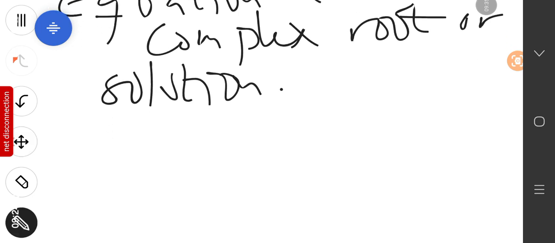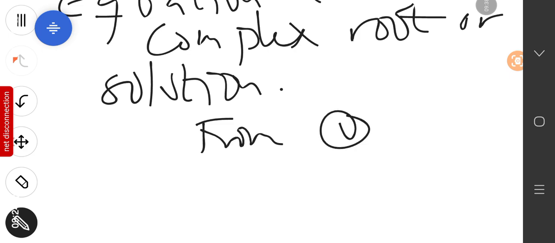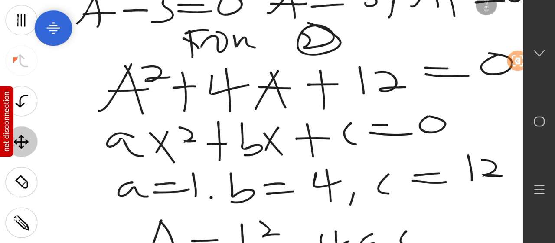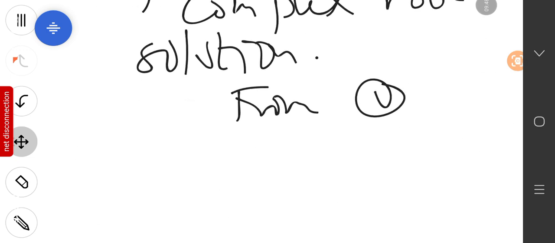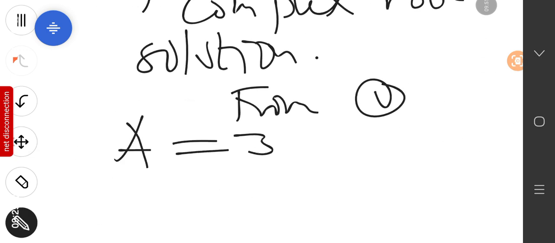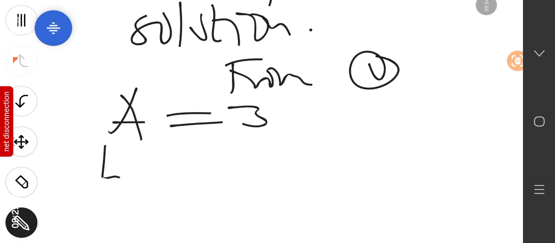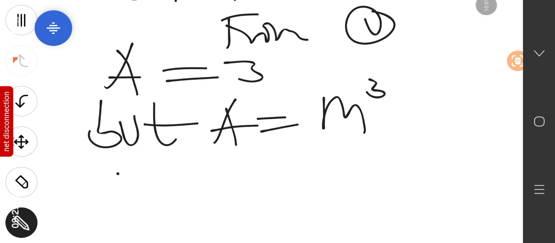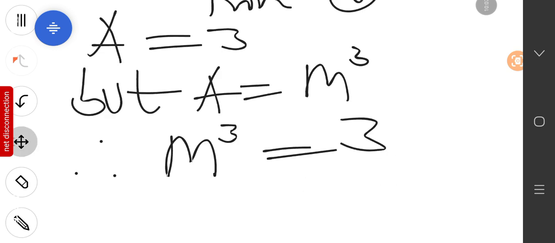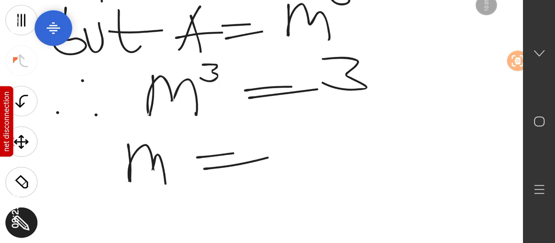So from equation 1, a equals 3. But a stands for m cubed. Therefore, we can say m cubed equals 3. So m equals the cube root of 3.